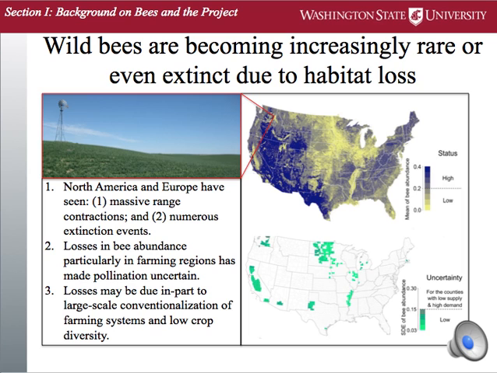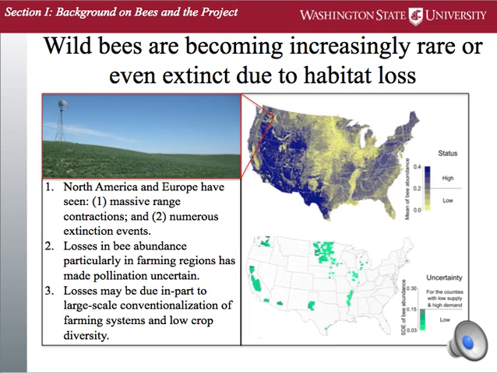These losses in bee abundance have been particularly strong in agricultural regions or farming regions, which has made pollination increasingly uncertain. So in these maps, in this top map, you can see areas in yellow are the areas where bees are now predicted to be very, very low in their abundance. And then down here are areas that produce food that rely on pollinators, and areas that are in green are the areas that rely on pollinators, and that pollination service has become increasingly uncertain.